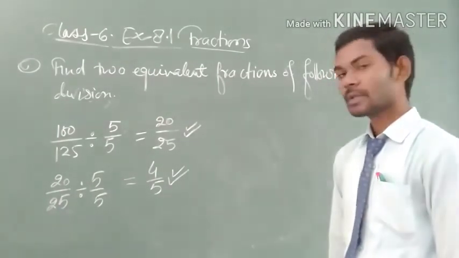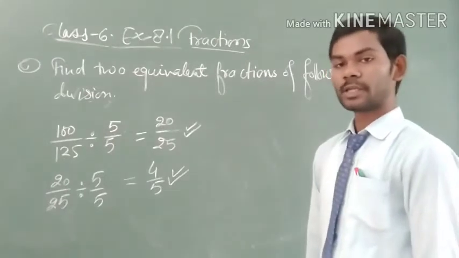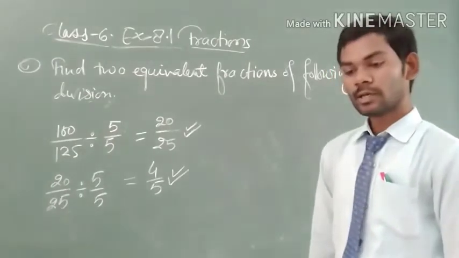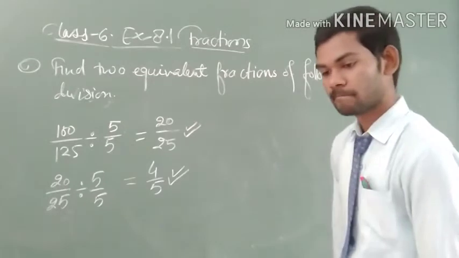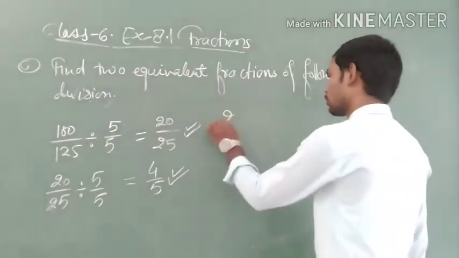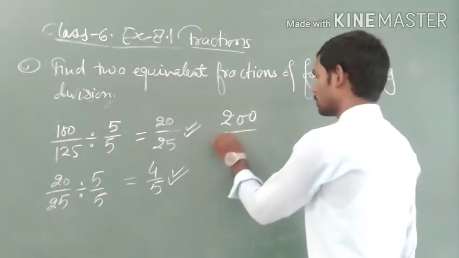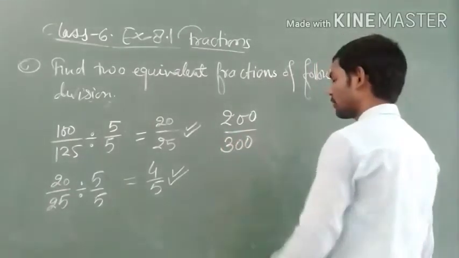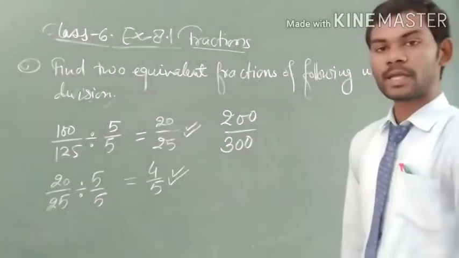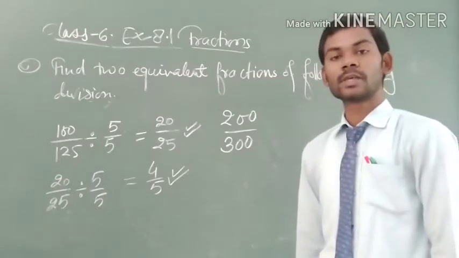Okay, I hope it is clear. Now let us see one more question: 200 upon 300, and find two equivalent fractions using division.